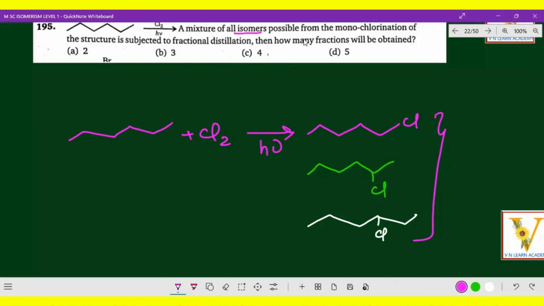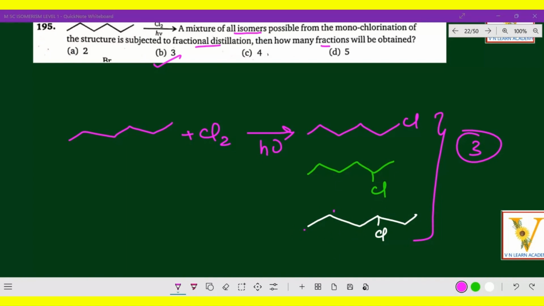They are asking about monochlorination. The structure is subjected to fractional distillation. How many fractions might be obtained? So this is 3. You will be getting 3 fractions, because one part, the second part and the third part. Suppose you start from here, this side, this side, this side, 1 2 3, 1 2 3, all are the same. I hope you got the clarity. Come on, let's go to the next question.